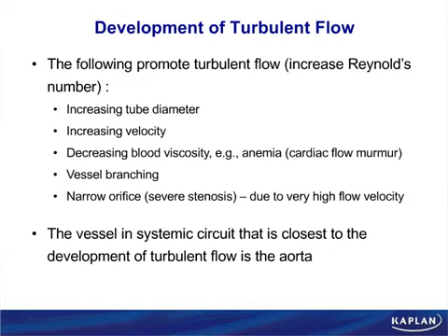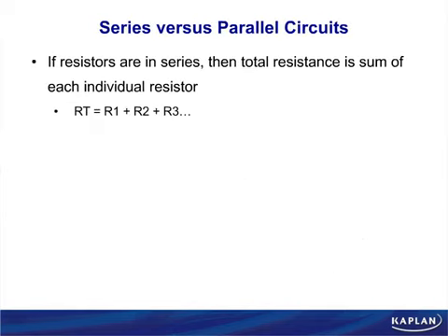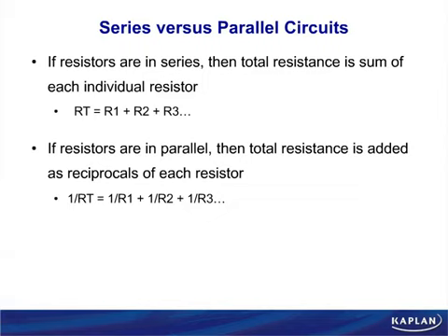That's less of a pressure head driving flow. That's part of the reason that we can have decreased flow to the brain with the carotid stenosis. And again, the vessel in the systemic circuit closest to the development of turbulence is the aorta, as we mentioned now a couple of times, because it has a big diameter and it has a high velocity. Okay, very quickly, don't forget the idea that series resistors, the total resistance sum.